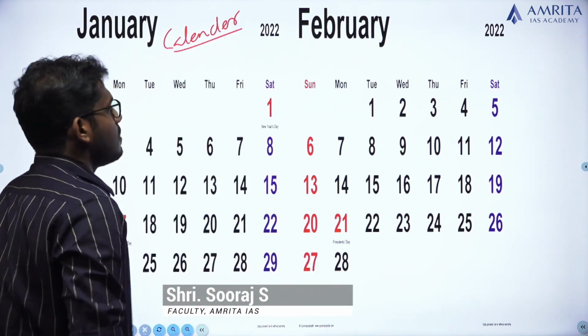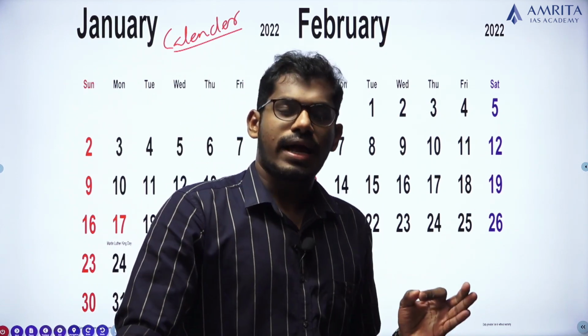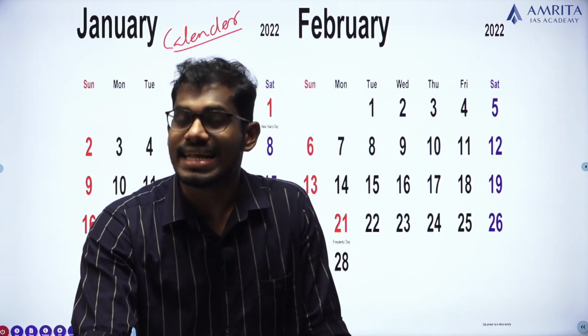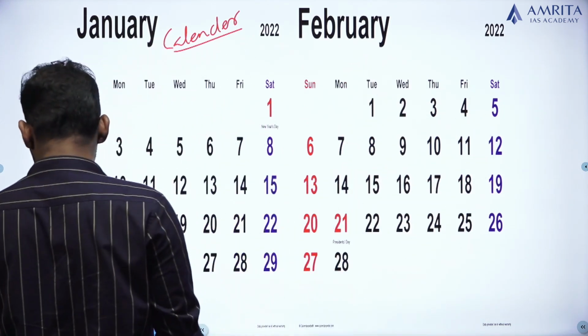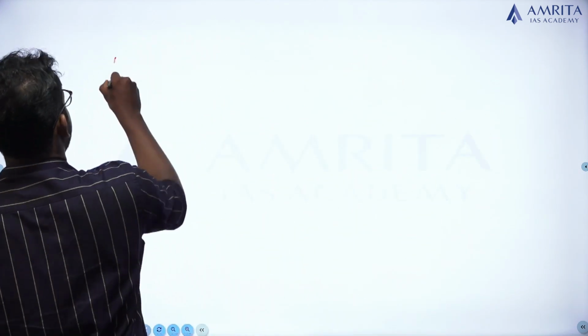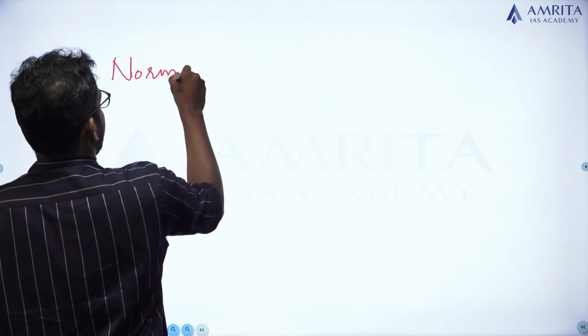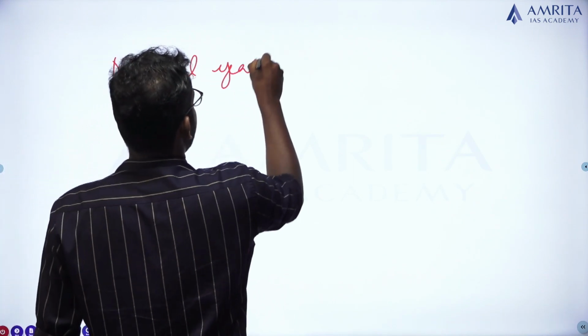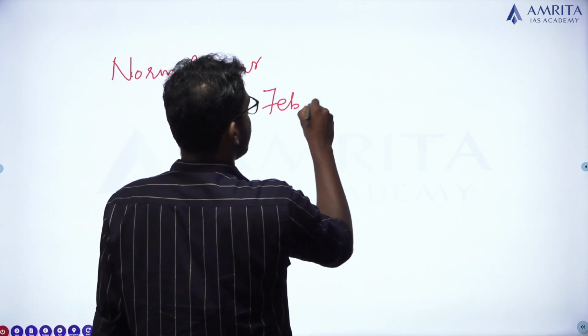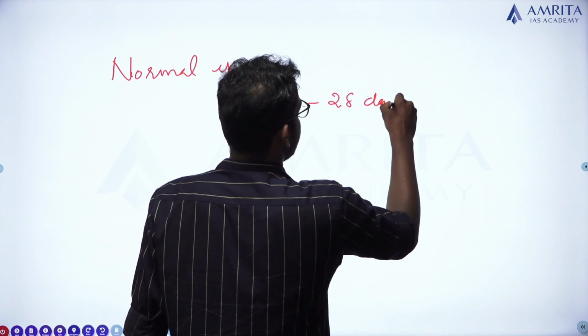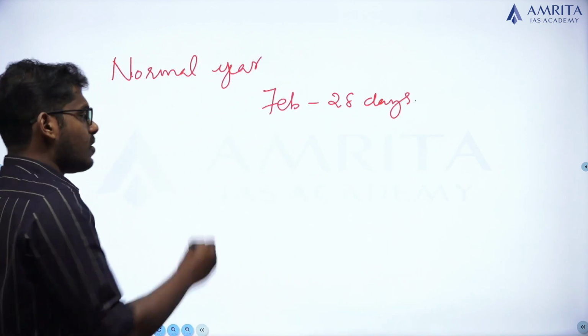Calendar. The basic idea regarding calendar is to get to know what is actually a normal year and a leap year. Regarding the concept of calendar, a normal year is a year in which the month February contains only 28 days, right? Clear? Okay.